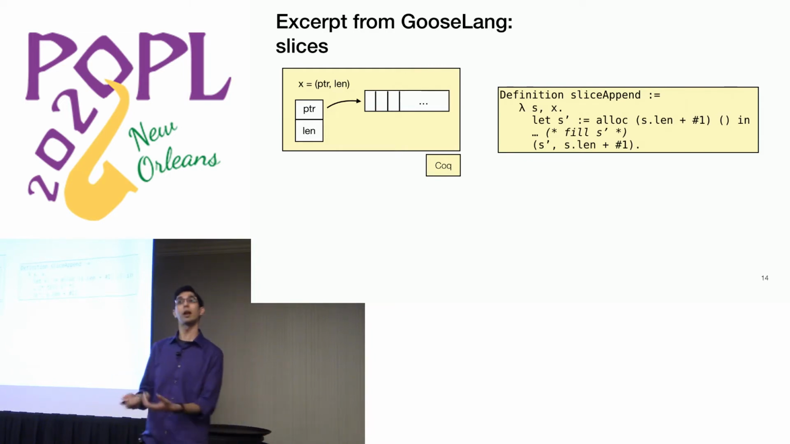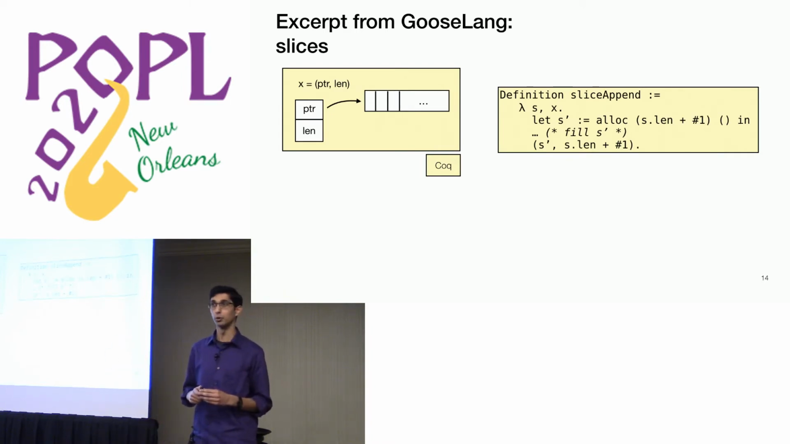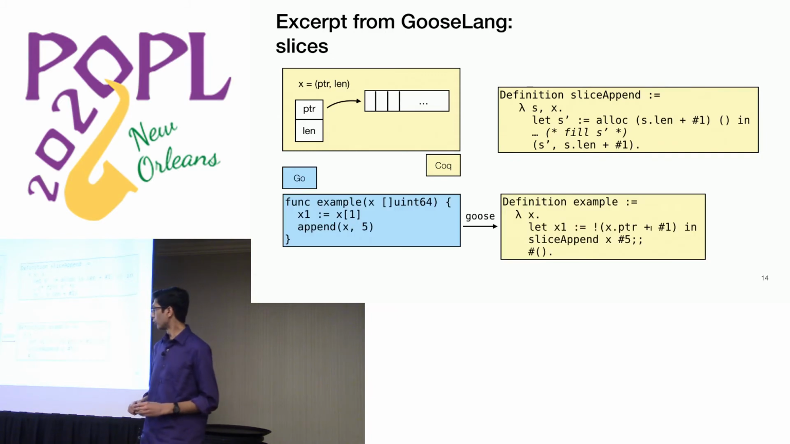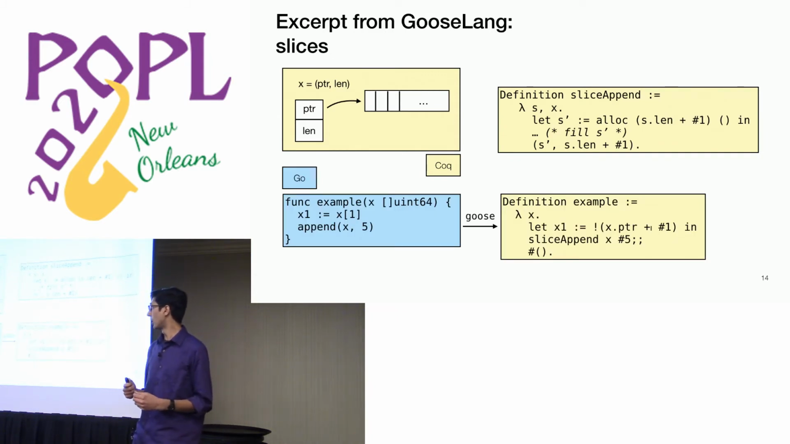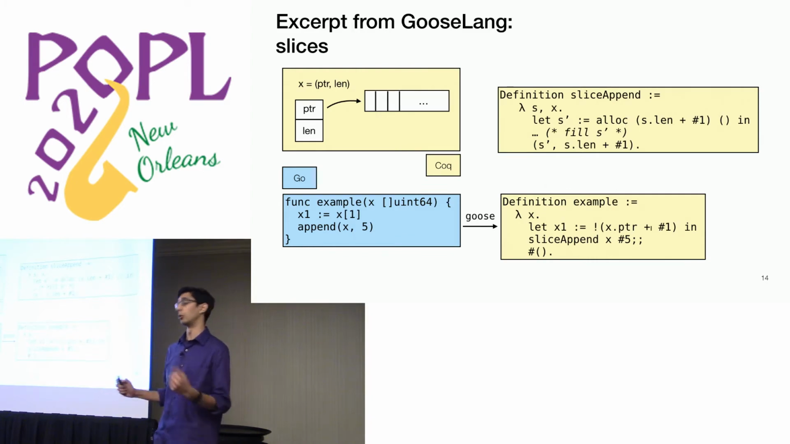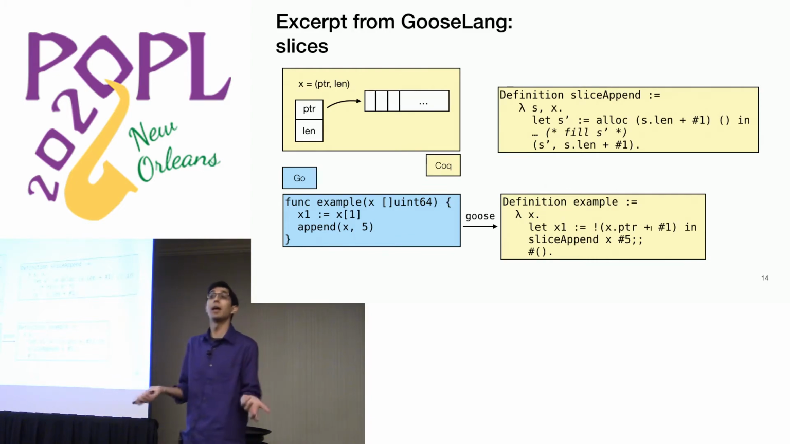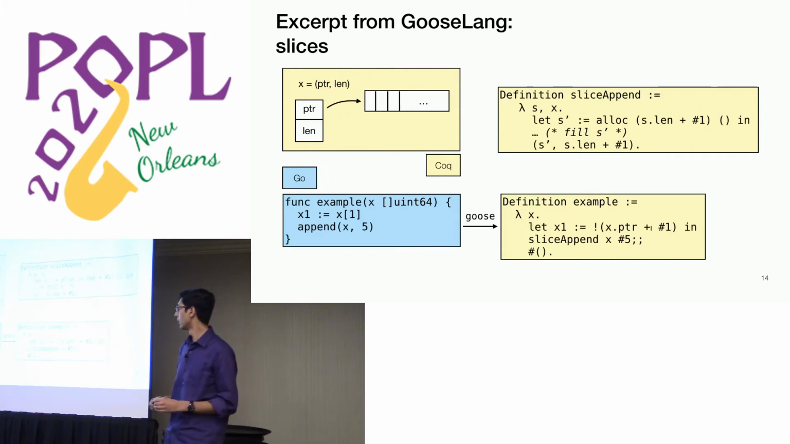It allocates a new array that's one bigger, it fills it in, and then it returns a new slice, which is again a tuple of two elements. So what does this look like on the Go side? One way you might use this is you might index into a slice, and the model for that is we just load a field after doing some pointer arithmetic, and you might append, and again that translates to this function that we've written in GooseLang.